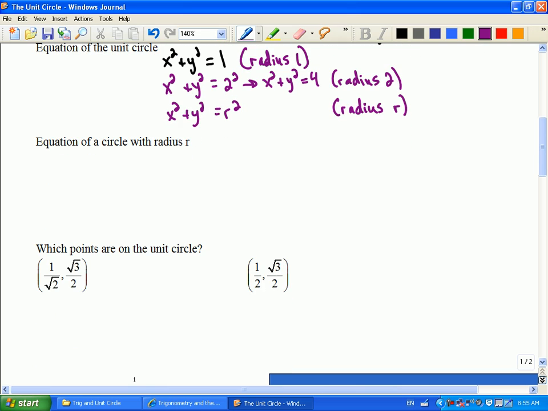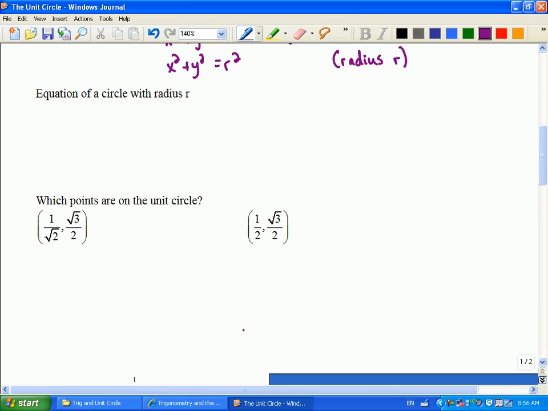Okay, so first question is, are we on the unit circle? Because we could be on many different kinds of circles. How can you test if these points are on the unit circle? Great idea. Test the points to see if they fit in that equation, that the radius is 1.